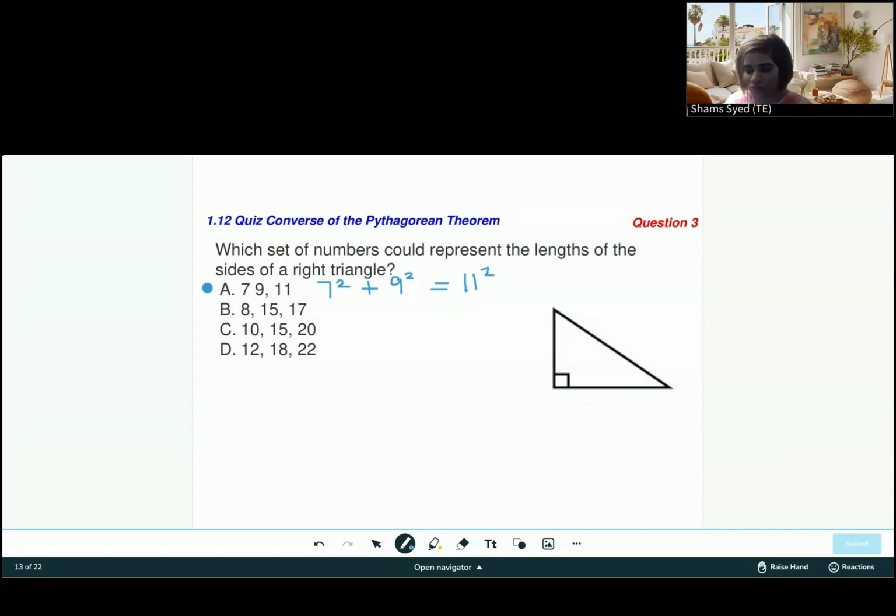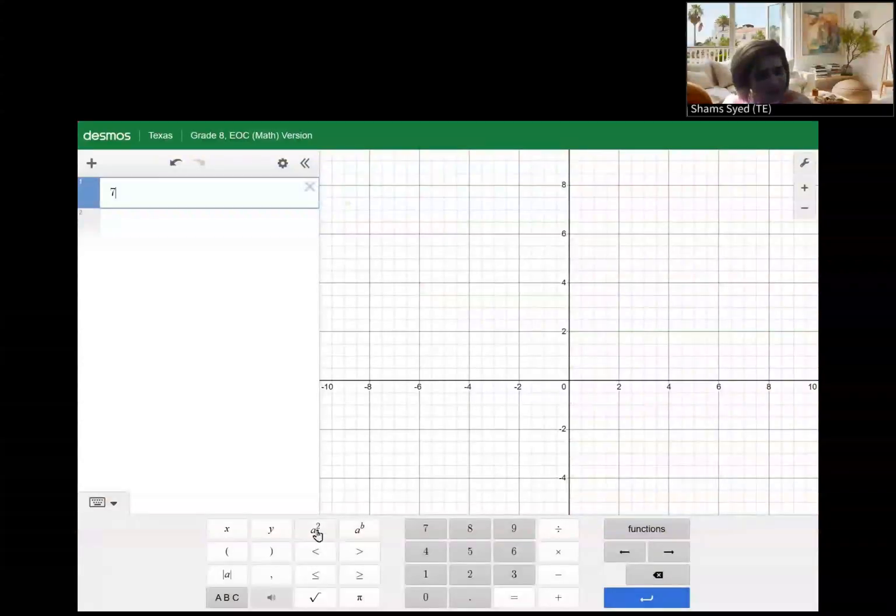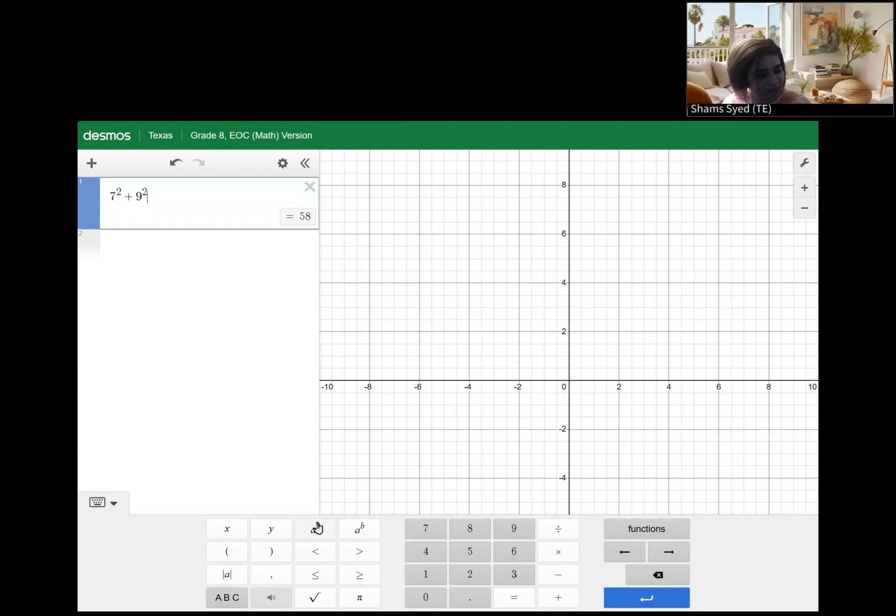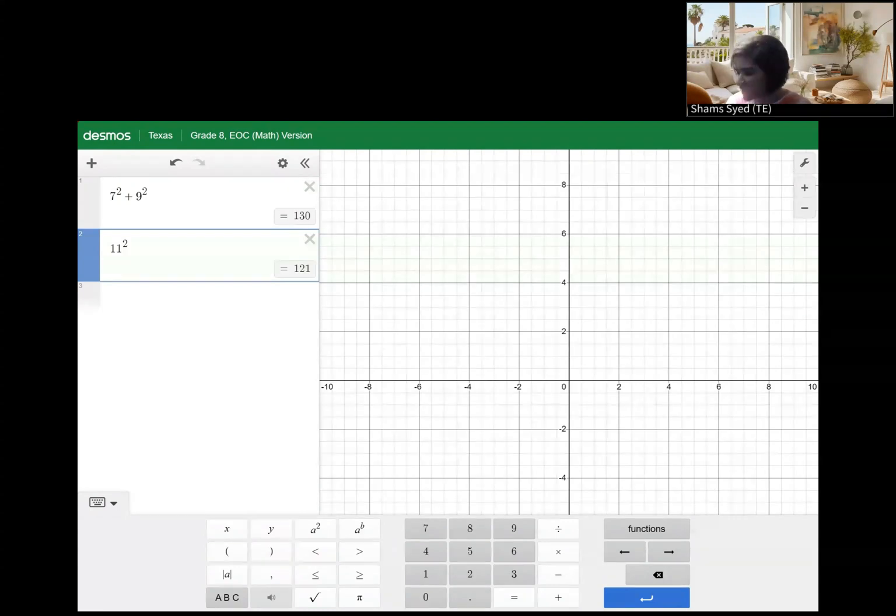Okay, this is question 3, variety 2. I'm going to share my calculator screen with you so you can follow along. 7 squared plus 9 squared is, let's see, plus 9 squared. Is that equal to 11 squared? No. So answer choice A is incorrect. A is not a right triangle because the two shorter side squares is not equal to the longest side square.